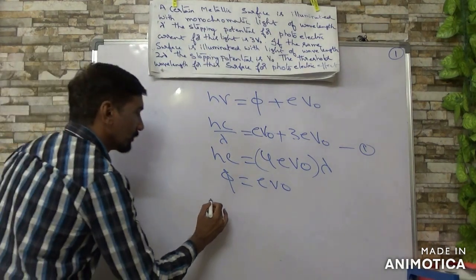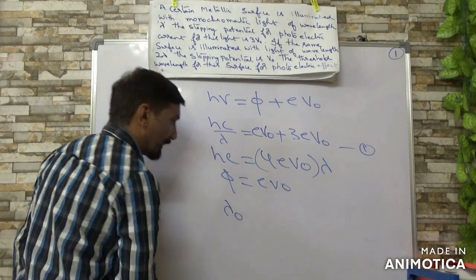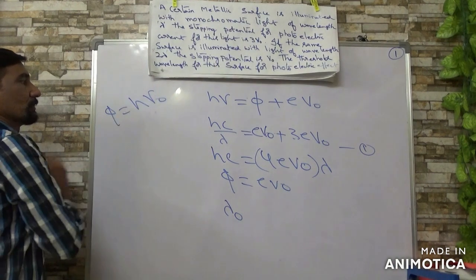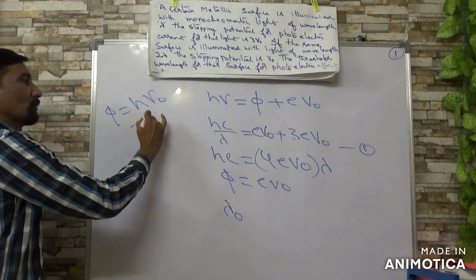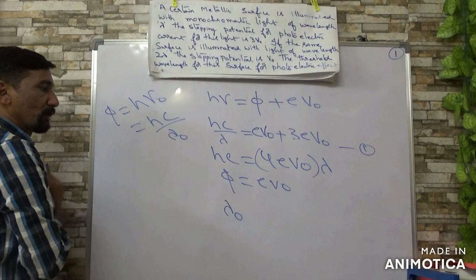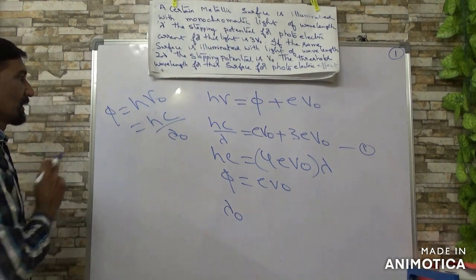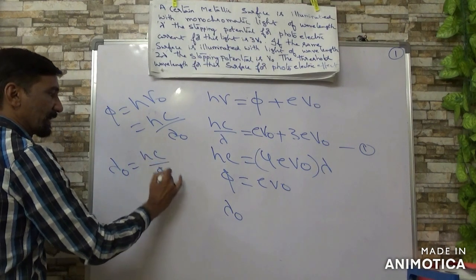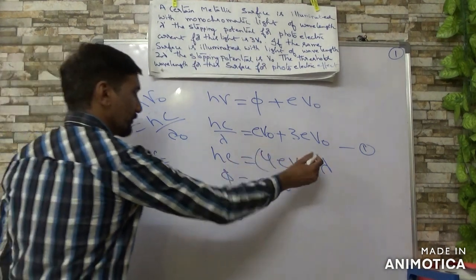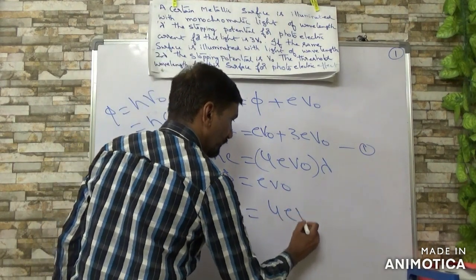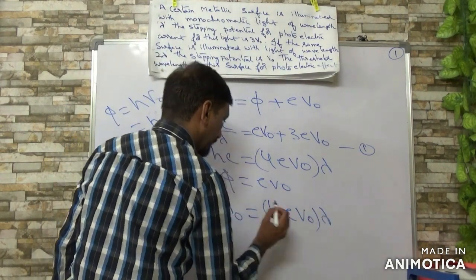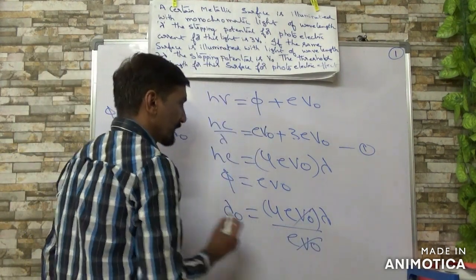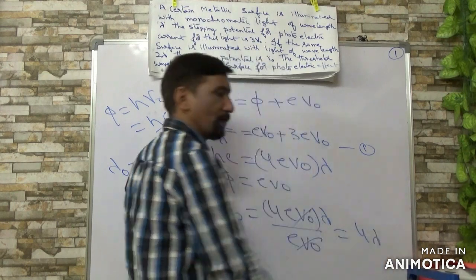Okay, so threshold wavelength lambda naught, work function is phi equal to h nu naught. This can also be taken as hc by lambda naught, na? So lambda naught will become hc by phi, na? So hc product, you got 4 eV naught lambda by phi, eV naught cancelled, you will get 4 lambda.